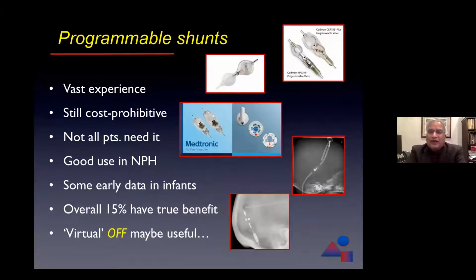Programmable shunts have made a good progress for us, extremely expensive, unfortunately. But in my humble opinion, only about 15% or so of patients absolutely need a shunt that can be programmed. Unfortunately, we don't know which ones they are. But for NPH patients, they're an absolute godsend. They help prevent the subdural hematomas. And I hope we'll find a better way to make these less expensive so that we can have more use of these things.